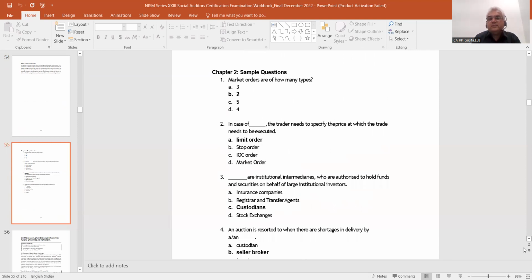Now, these are the 4 sample questions, but they are sample questions only. So let us look at first these sample questions and then we'll have a look at the questions which I have already shared in the group in the morning.